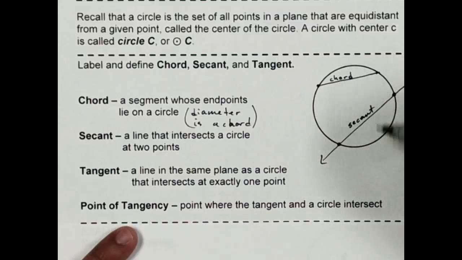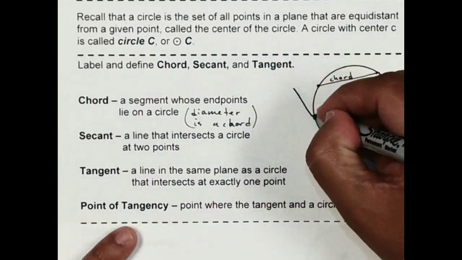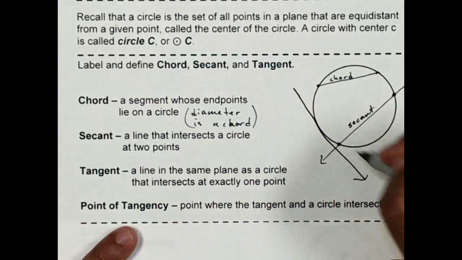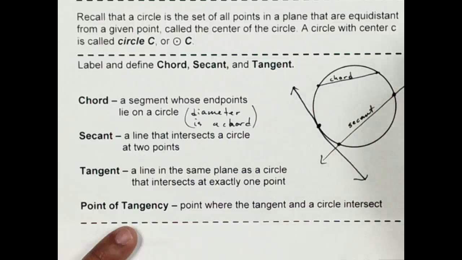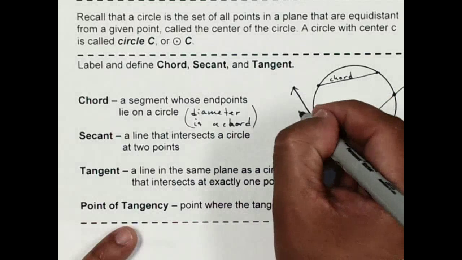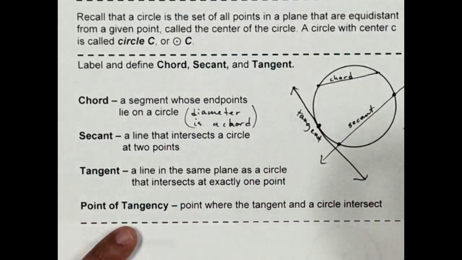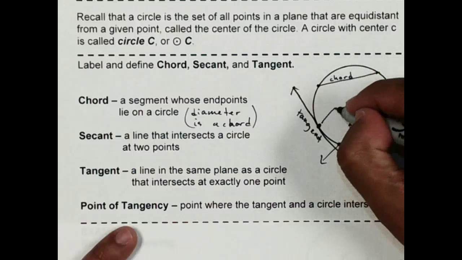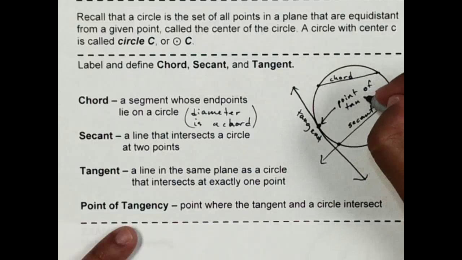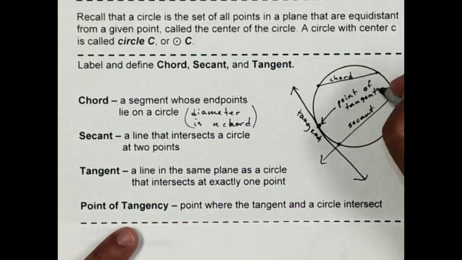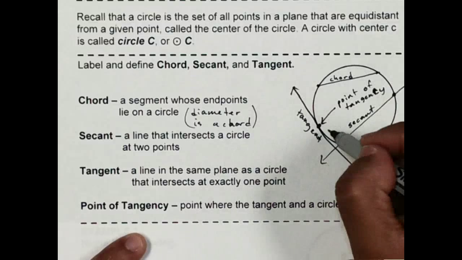All right. Now the next one is called a tangent line. It's a line that comes down and just touches the circle only at 1 point. So that would be a tangent line. Now this point right here, that's the point of tangency. That just means that's the point where the tangent line and the circle meet.